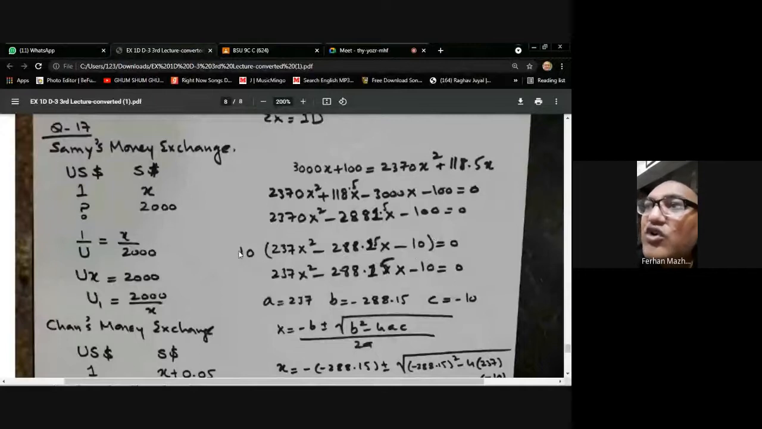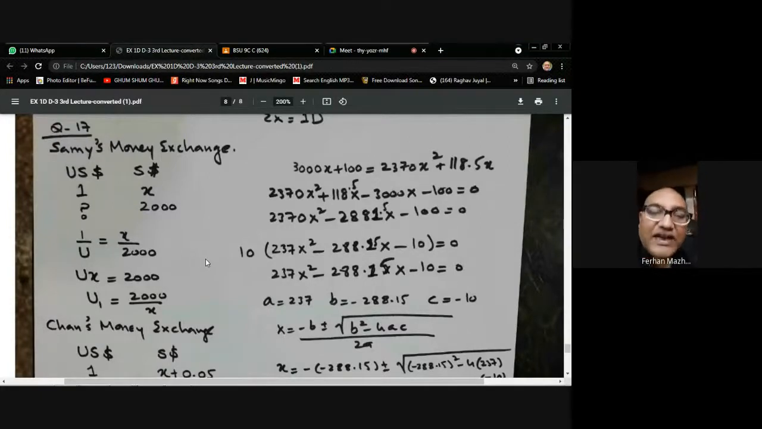This 10 will go to the other side. 0 divided by 10 will be 0. So you are left with 237X square minus 288.15X minus 10 equals 0. This is the equation he asked you to make, and then he asked you to solve it.